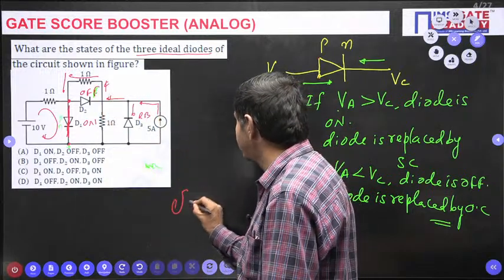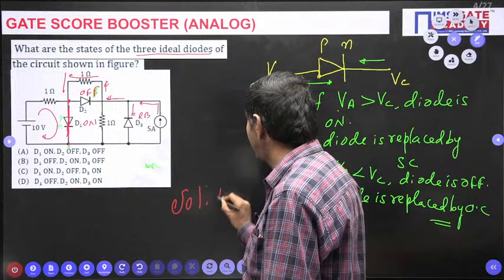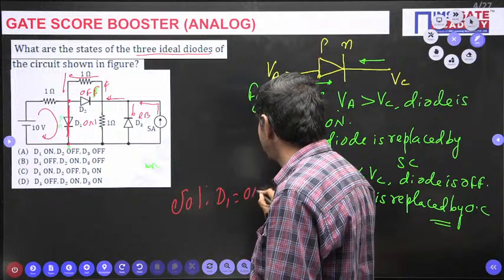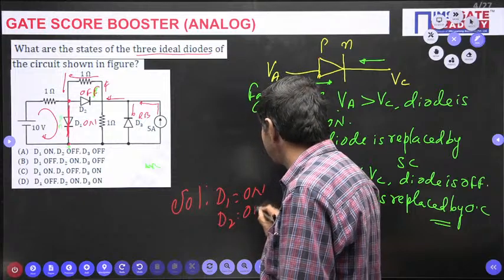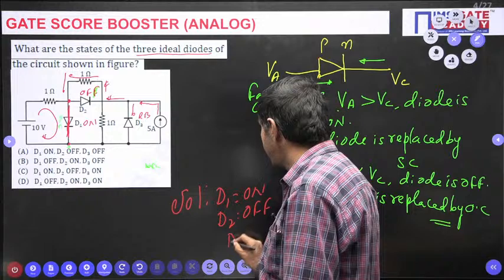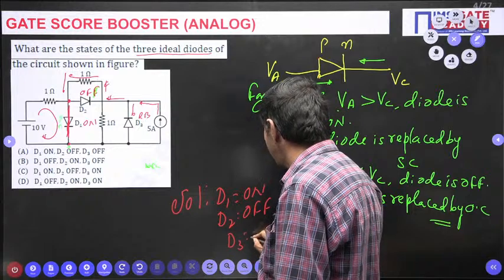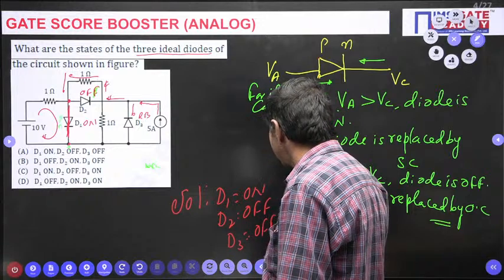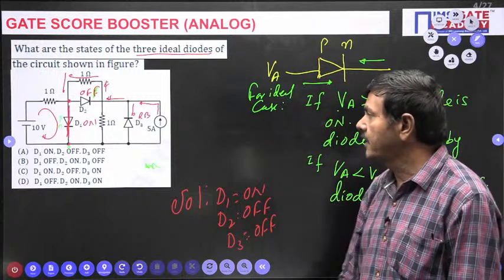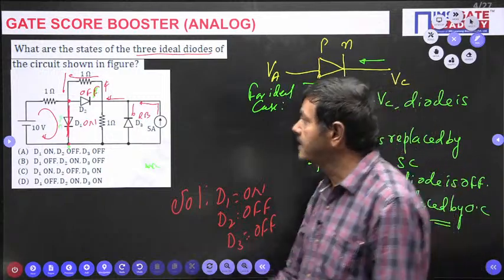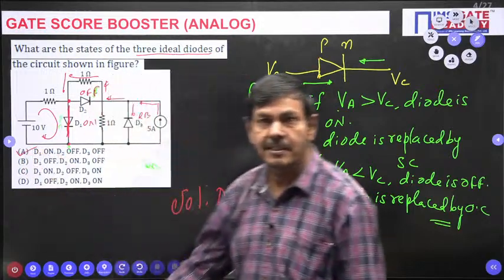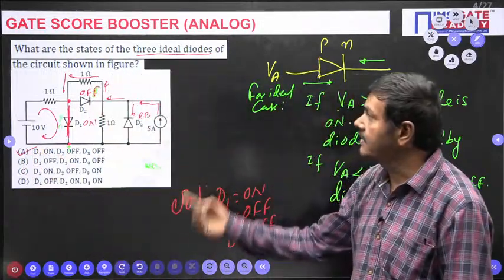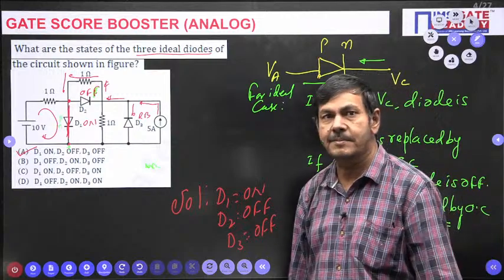Solution is nothing but D1 is on, possible. D2 is off, possible. And D3 also off only possible. Finally, which option is correct here? Option A is correct. We can say this option is correct. Such a way we can tackle this question. It's a very simple question only.